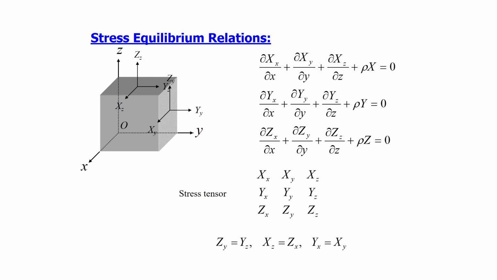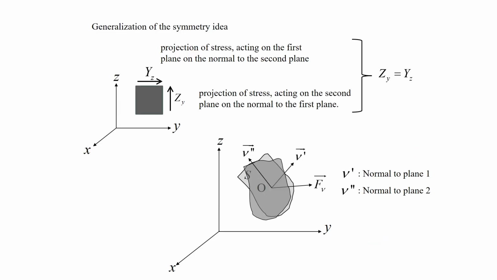So, to summarize, we have deduced these stress equilibrium relations. These are the stress tensor components, that means the stress components, and the tensor is symmetric. Therefore zy is equal to yz, xz is equal to zx, and yx is equal to xy, which we have also derived. So, we can actually generalize this idea that yz is equal to zy.